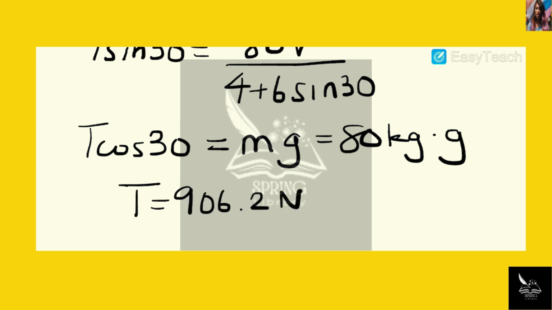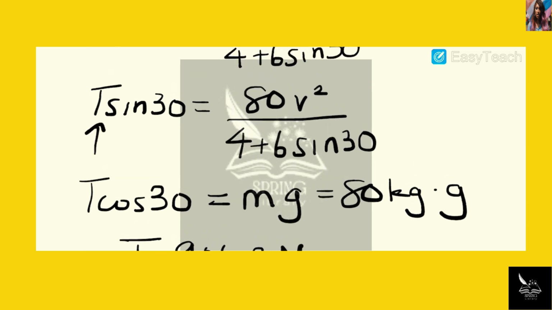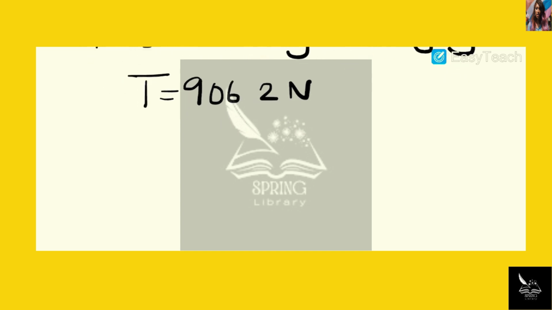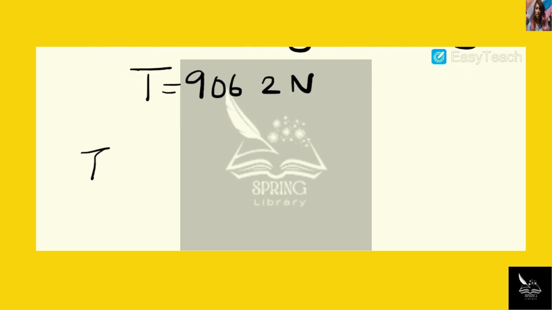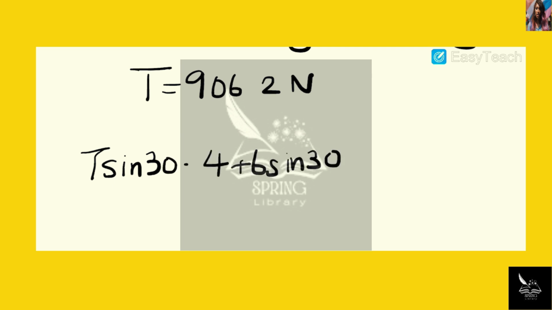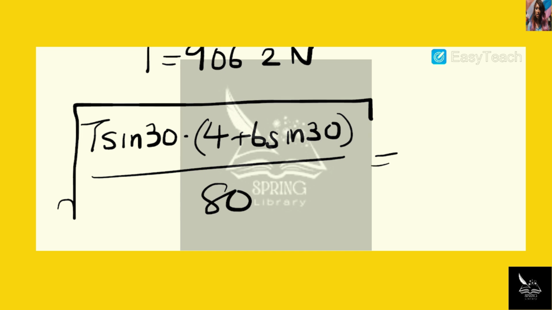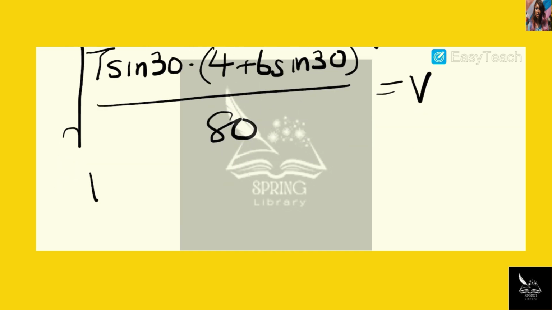What we can do is take this value and plug it into here. And what that allows us to do is solve for the velocity. By solving for v, we can see that v is equal to T sine theta times r, which is 4 plus 6 sine 30, or sine theta, all divided by 80, which is the mass, and you take the square root of that. That's equal to our velocity. So we find that the velocity is equal to 6.3 meters per second.